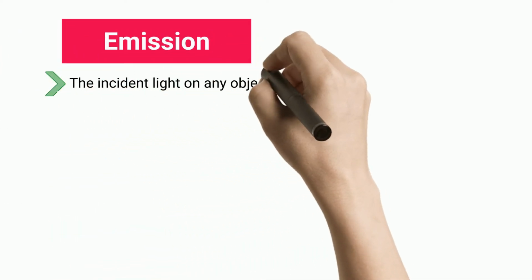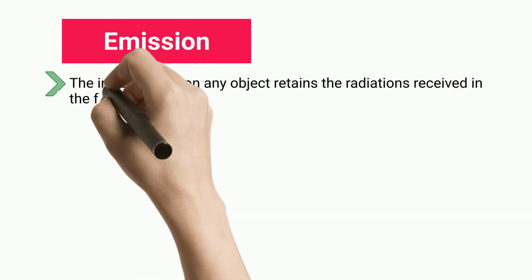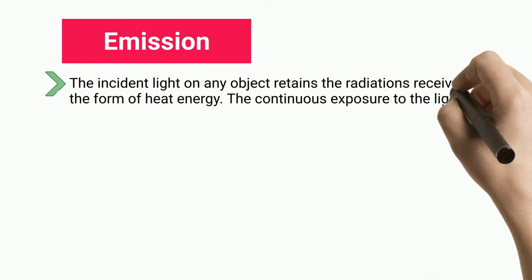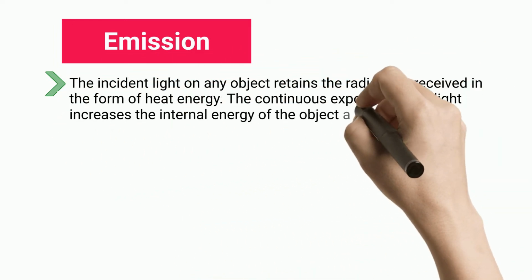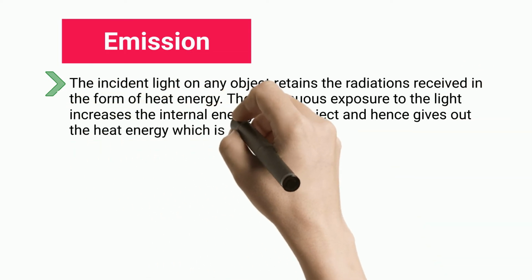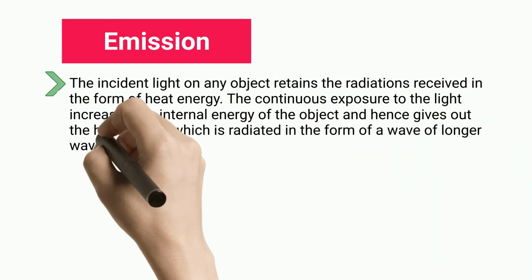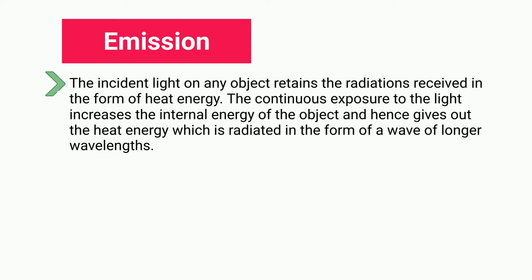Emission. The incident light on any object retains the radiations received in the form of heat energy. The continuous exposure to the light increases the internal energy of the object and hence it gives out the heat energy, which is radiated in the form of a wave of longer wavelengths.